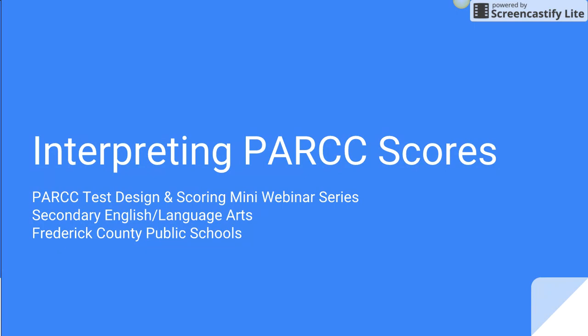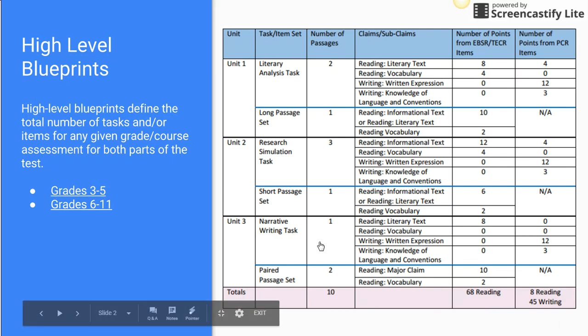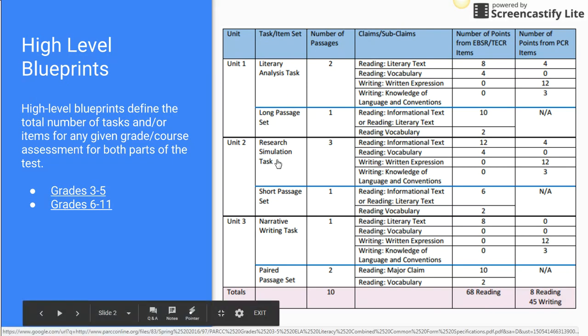You may remember from a previous webinar that we discussed high-level assessment blueprints, which define the total number of raw points students can earn for any given grade or course assessment. Here, we are looking at the high-level assessment blueprints for the ELA Literacy PARCC test for grades 6 through 11. What this document tells us is that there are 3 units on this test: a literary analysis task, a research simulation task, and a narrative writing task.